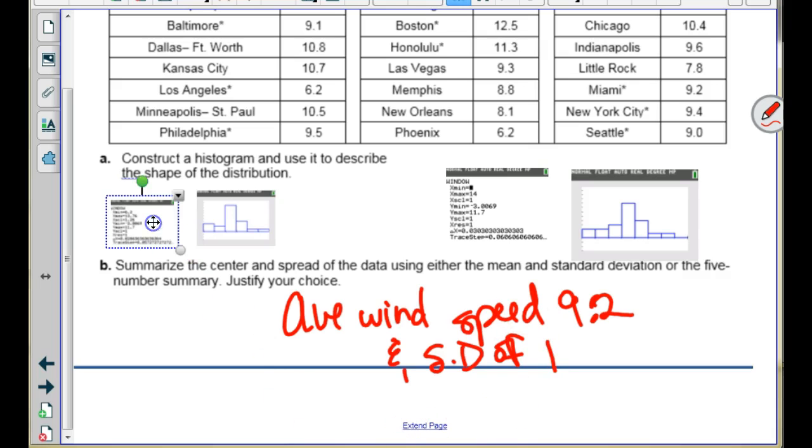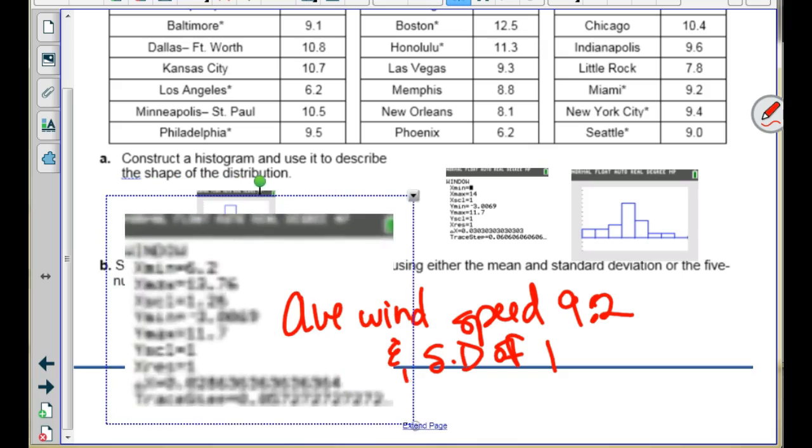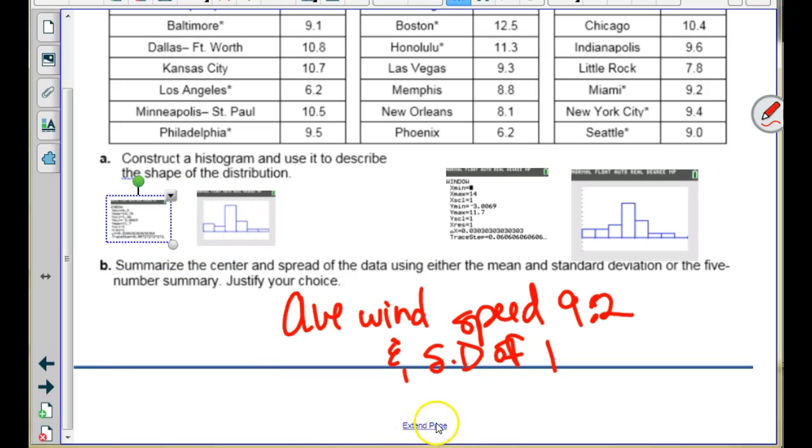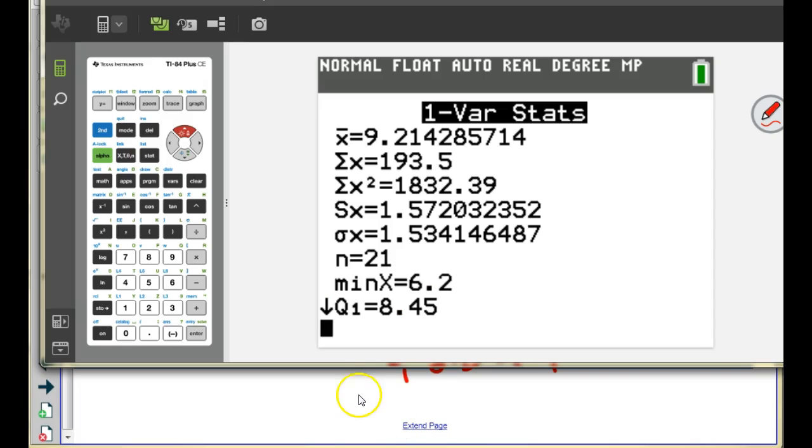I don't think it's one of the things I have on the screen. Maybe it is. Nope. 1.5.